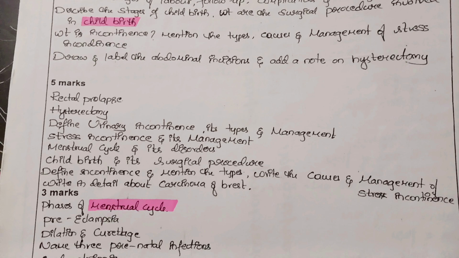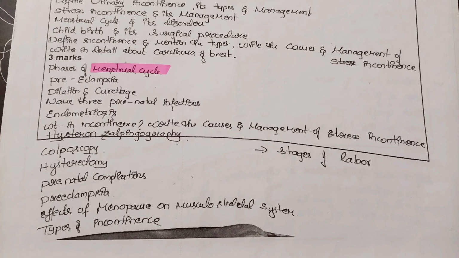Name the 3 prenatal infections. Endometriosis. What is incontinence and write the causes management of stress incontinence. Hysterosalpingography, colposcopy, hysterectomy, prenatal complications, preeclampsia, effects of menopause on musculoskeletal system, types of incontinence, stages of labor.